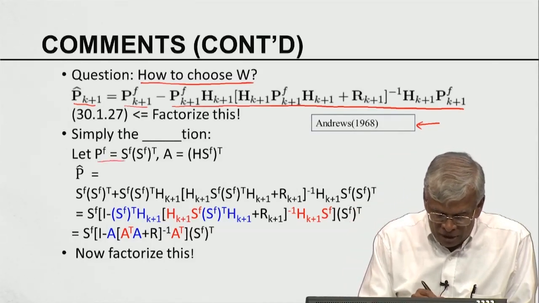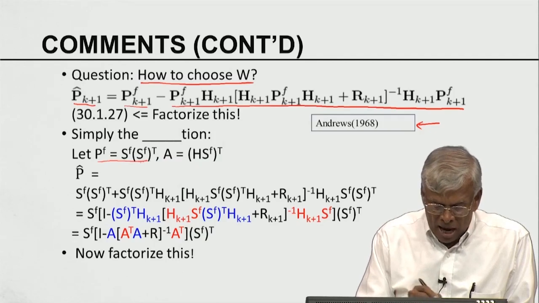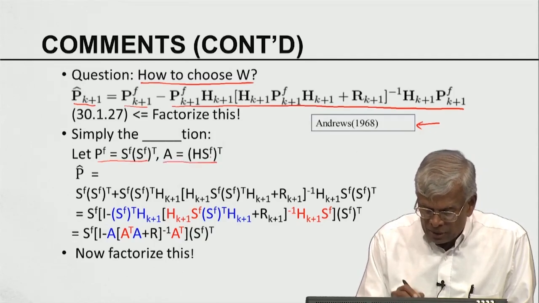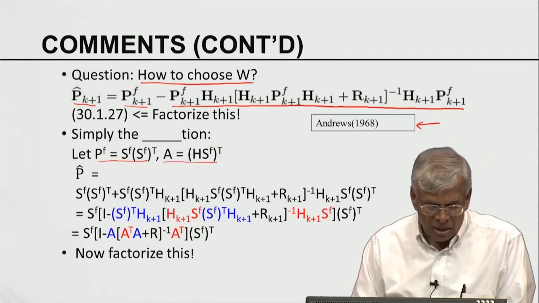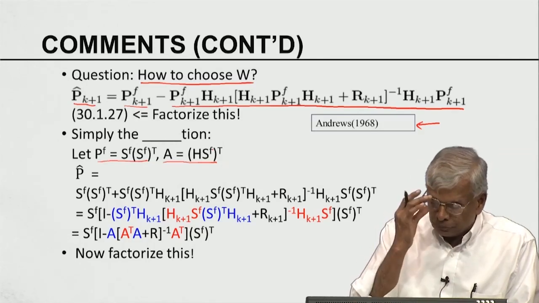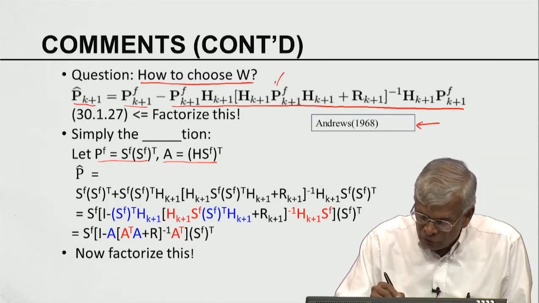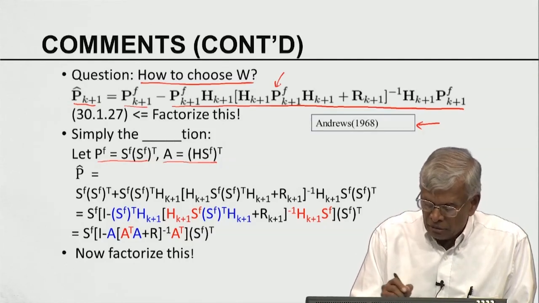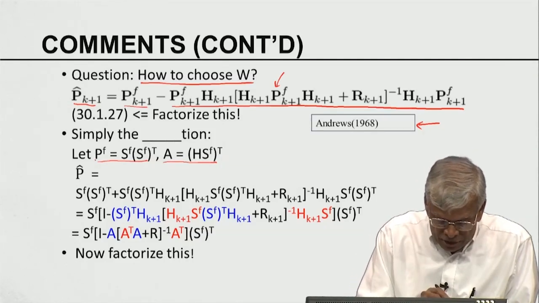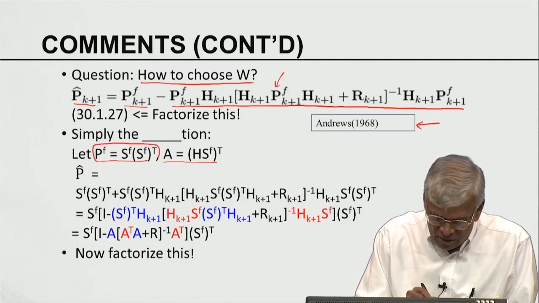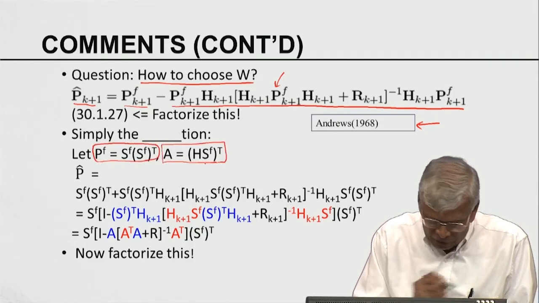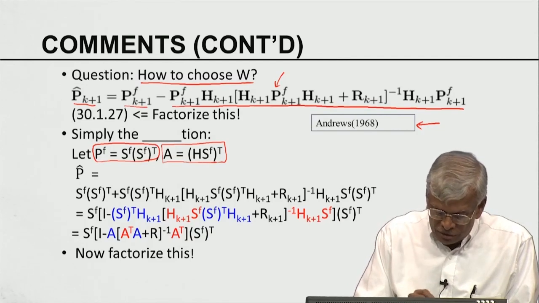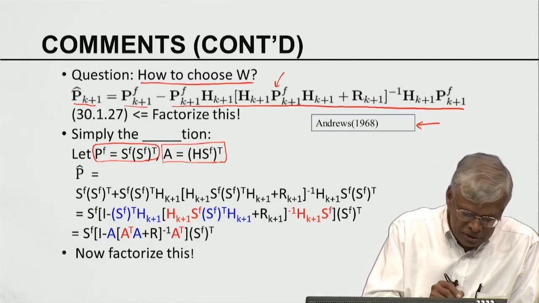So if I have a Cholesky factorization, I'm now going to call A equal to H times SF transpose. So I'm now going to factor the forecast covariance. I'm going to define a new quantity. So this is the forecast covariance factorization. This is the new quantity A I'm going to introduce. With these changes in notation, this P hat.